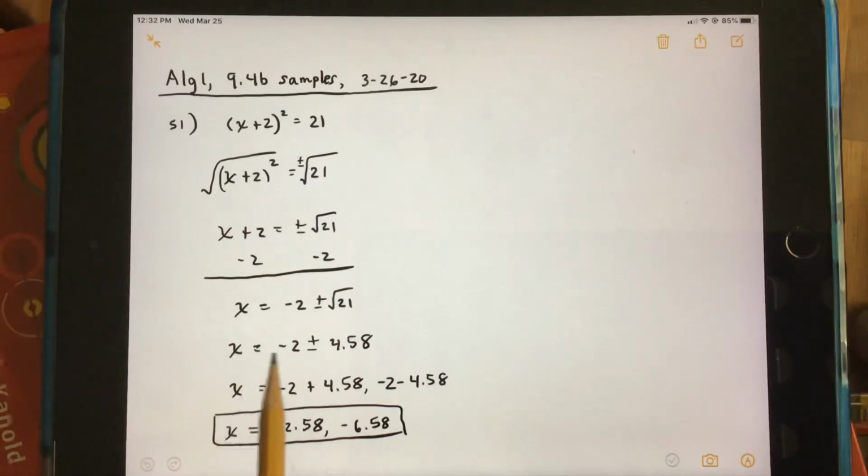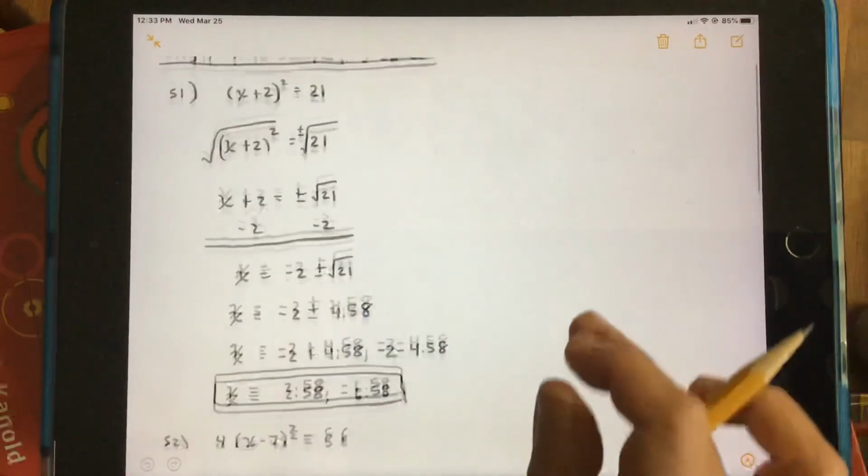Then we're going to break this information apart into two separate pieces. So x is equal to negative 2 plus 4.58. That's this top part here, negative 2 plus 4.58. The other answer will come from negative 2 minus 4.58, and we've written that separately here. And then we can use our calculators if we would like to work out negative 2 plus 4.58. That'll give us 2.58. And negative 2 minus 4.58 will give us negative 6.58. You don't have to use a calculator here. They're actually fairly easy to do without a calculator, but it wouldn't be wrong to use a calculator to work out these two addition and subtraction problems. So that concludes sample 1.